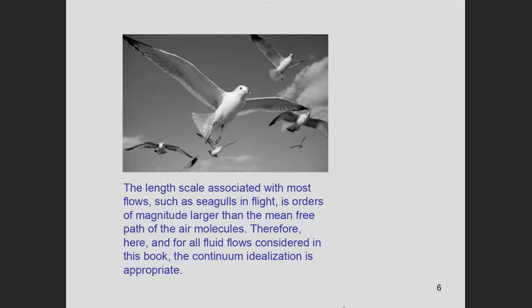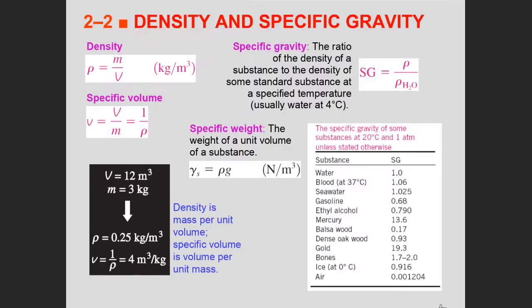Did you get the idea of continuum? Did you get the idea clearly? We are still talking about properties. This chapter is about properties. One of the very fundamental properties is the density. Density, which is kilogram per meter cube, is a very fundamental property for any fluid and any fluid flow, as a matter of fact.